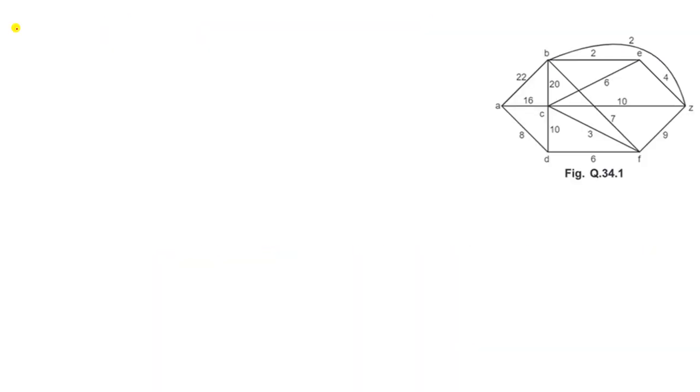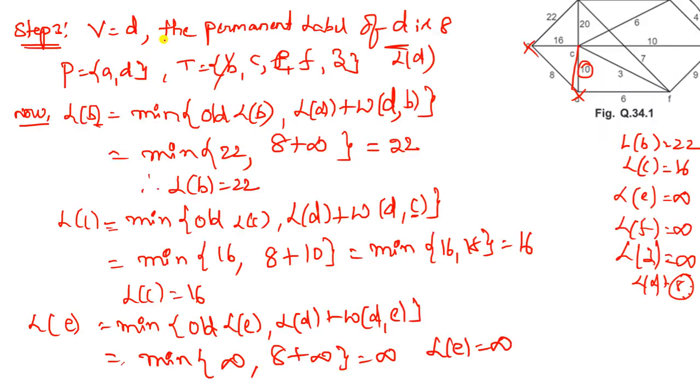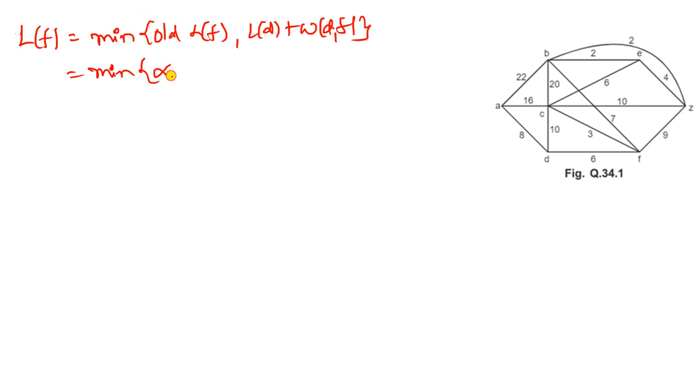Let us discuss LF. LF is equal to the minimum of old LF value comma LD plus weight between D comma F. So do we visit F previously? No. So old L of F value is infinity, comma L of D is 8. Is there any path? Yes, from D to F we have a path, that is 6. So 8 plus 6 is equal to 14. So the minimum of infinity comma 14 will be 14. So L of F value will be 14.